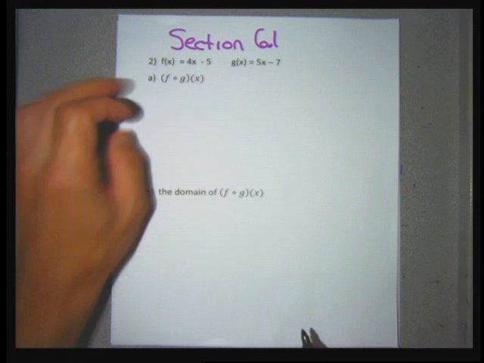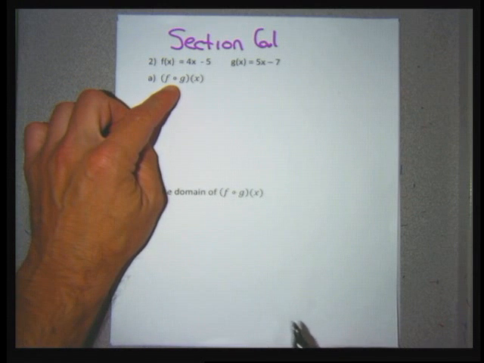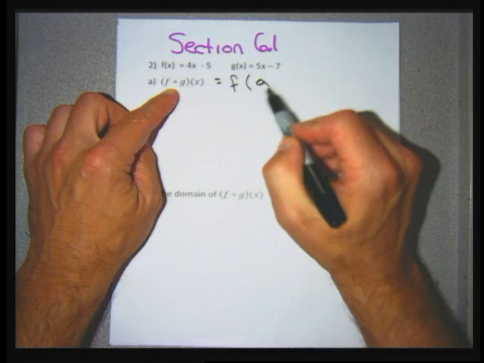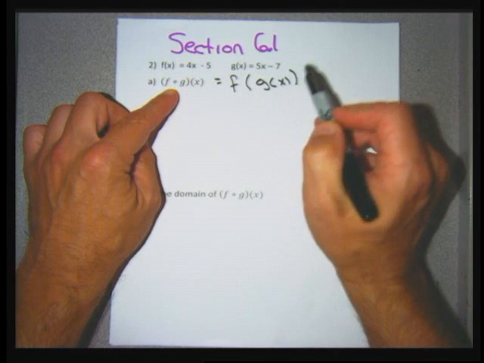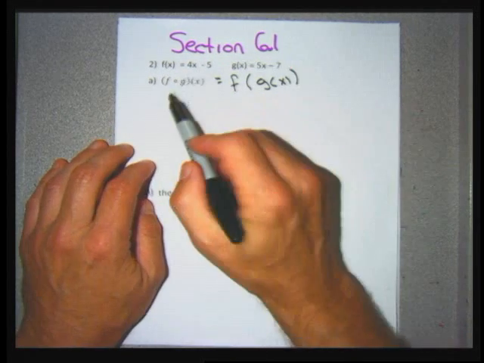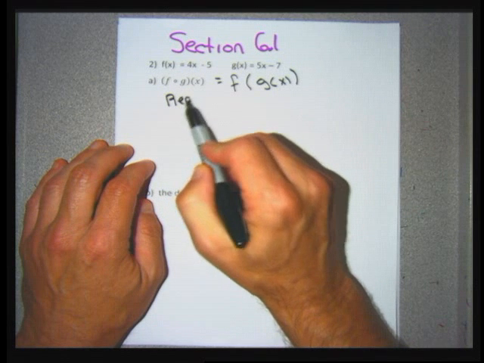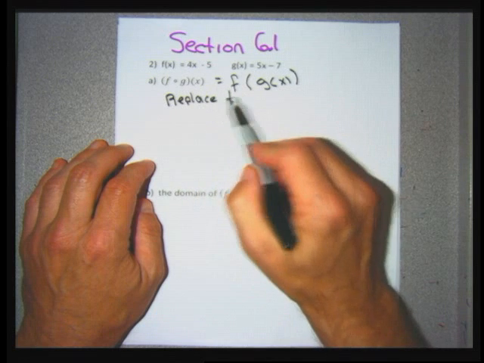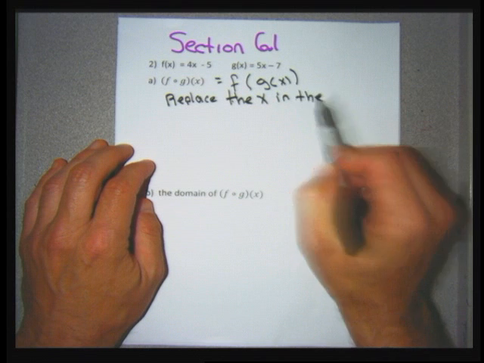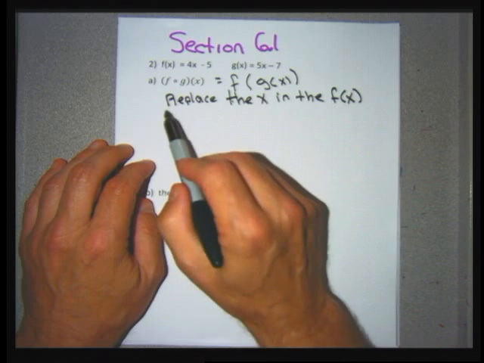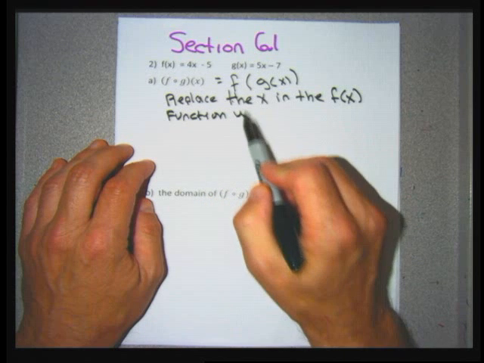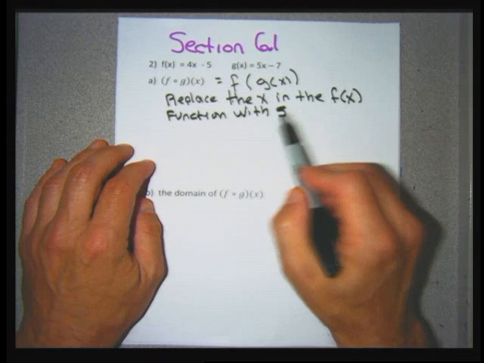The first problem in section 6.1, we already did composition of functions. This f of g of x means find f of g of x, and that might not mean anything to you unless you were a math teacher, because those symbols might be equally confusing. What this means to do is to replace the x in the f of x function with 5x minus 7, which is the g function, or the right side of the g function, and simplify.